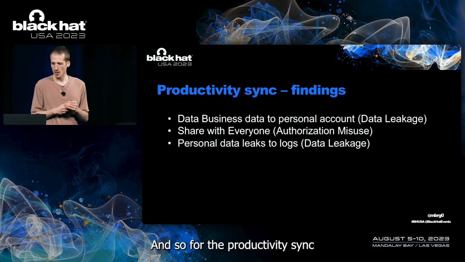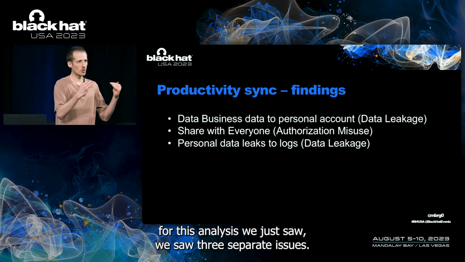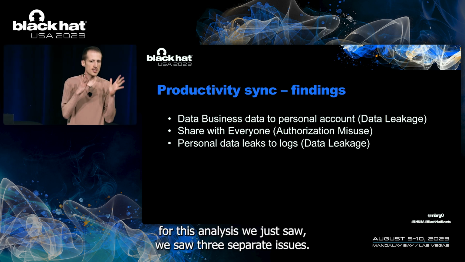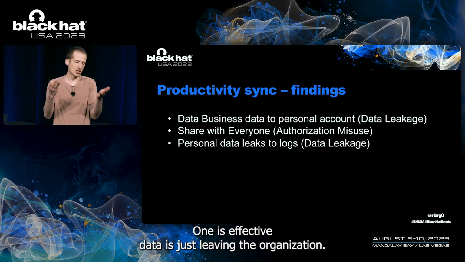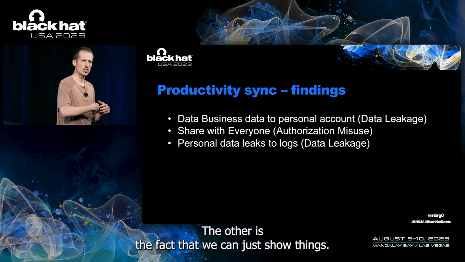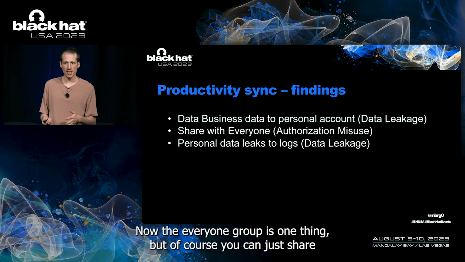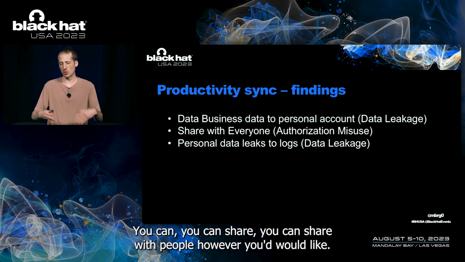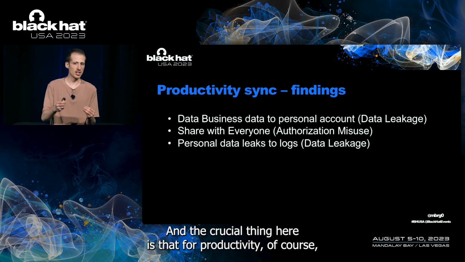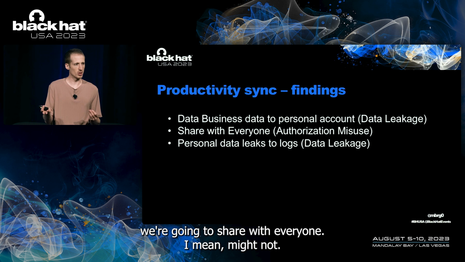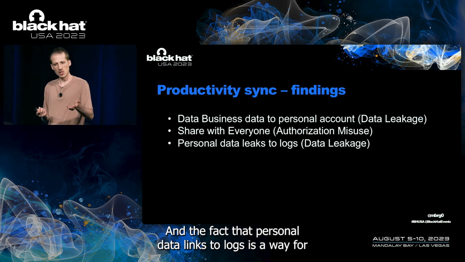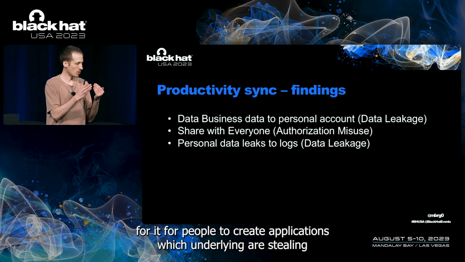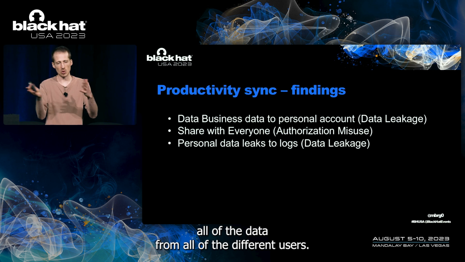All right. And so for the productivity sync, for the scenarios we just saw, we saw three separate issues. One is the fact that data is just leaving the organization. The other is the fact that we can just share things or overshare things. Now, the everyone group is one thing, but of course you can just share with large groups. You can share with people however you'd like. And the crucial thing here is that for productivity, of course we're going to share with everyone. I mean, why not? And the fact that personal data leaks to logs is a way for people to create applications which underlying are storing all of the data from all of their different users.